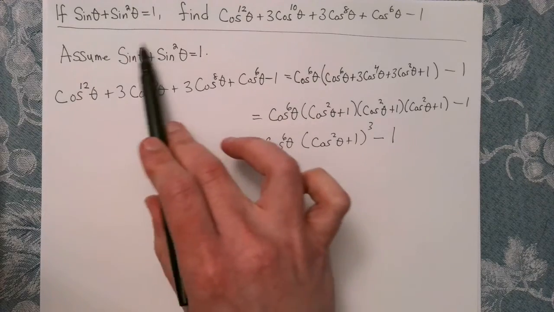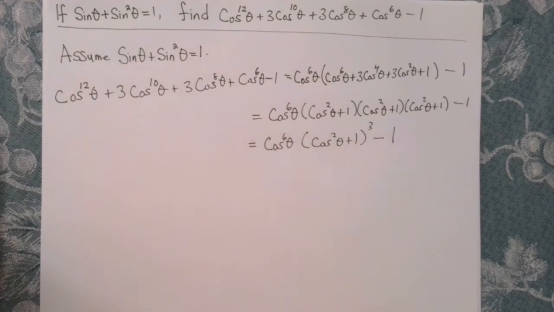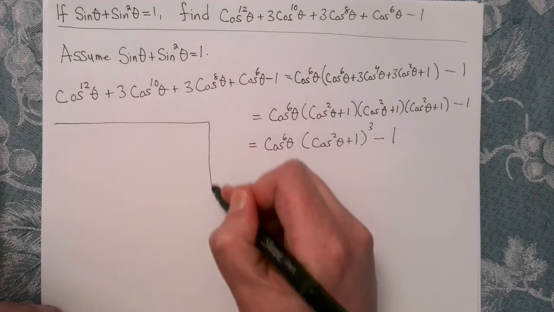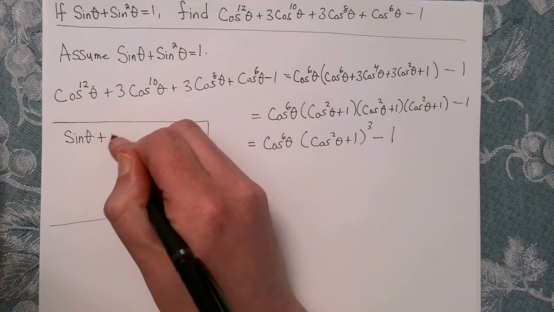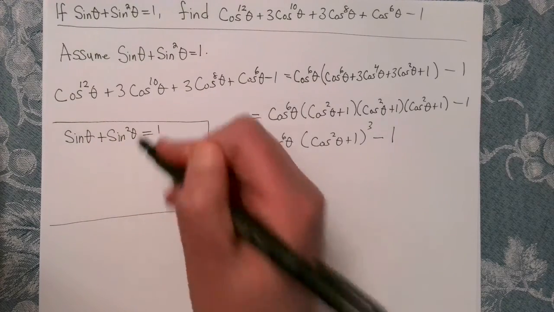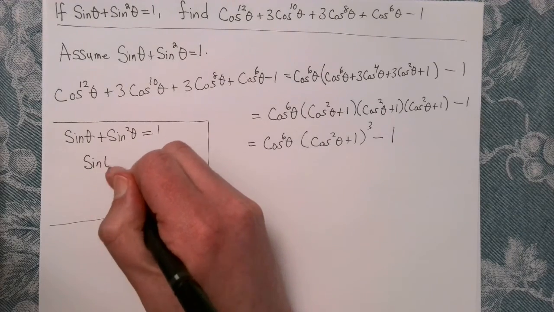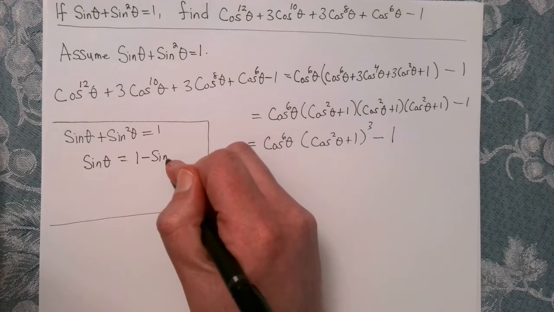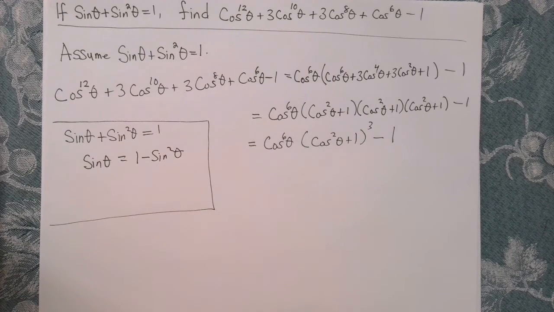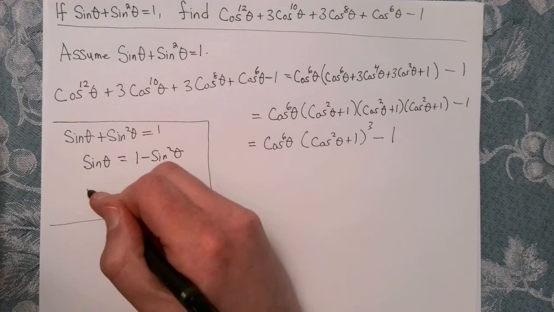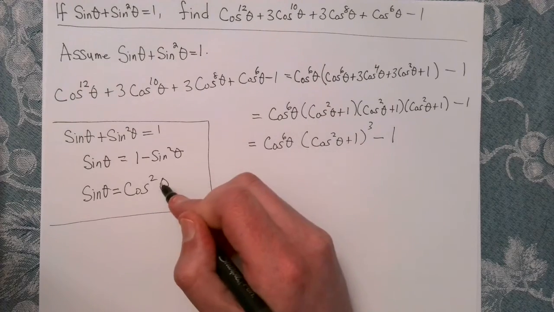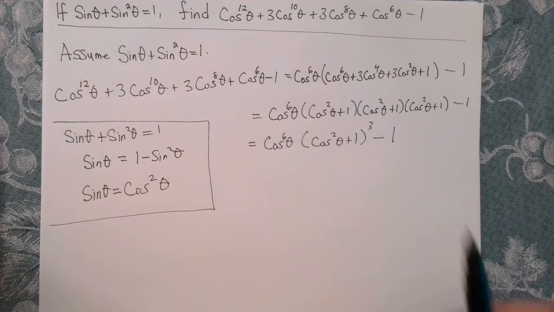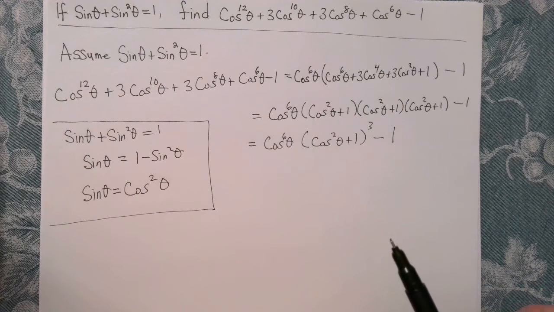Okay, so now let's do a little side investigation of this. I've got sine of theta plus sine squared of theta is equal to 1. That tells me that sine of theta is equal to 1 minus sine squared of theta. But we know that 1 minus sine squared of theta is exactly cosine squared of theta by that classic Pythagorean identity. So I've got the following, and I'm feeling pretty good about that. So let's investigate.